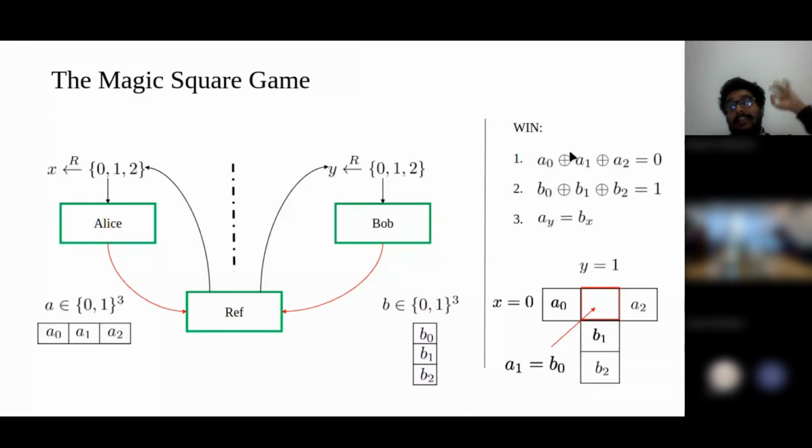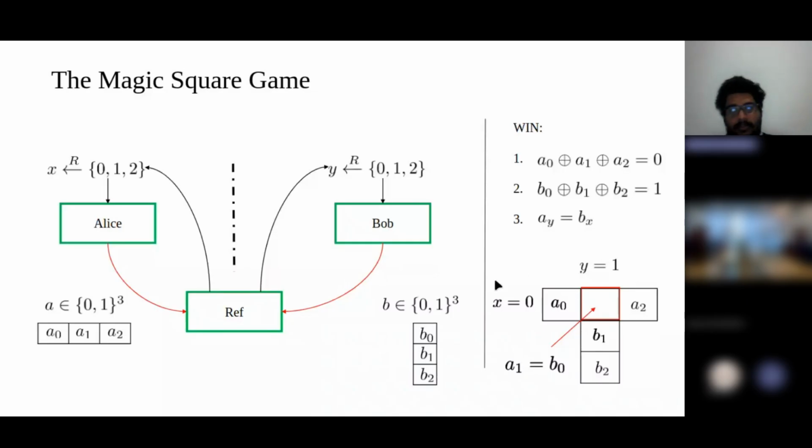These 3 conditions, if they are all satisfied at the same time, then the referee declares that Alice and Bob have won. If even one of these conditions is not satisfied, then the referee will say that they have lost. Okay. So the first condition is that the parity of Alice's answer, A0 XOR A1 XOR A2, has to be 0, as in there have to be an even number of ones. So the parity has to be even. Similarly, the parity of Bob's answers should be odd. And the last condition is that the common bit, and I'll define what I mean by common bit, has to be the same in both.